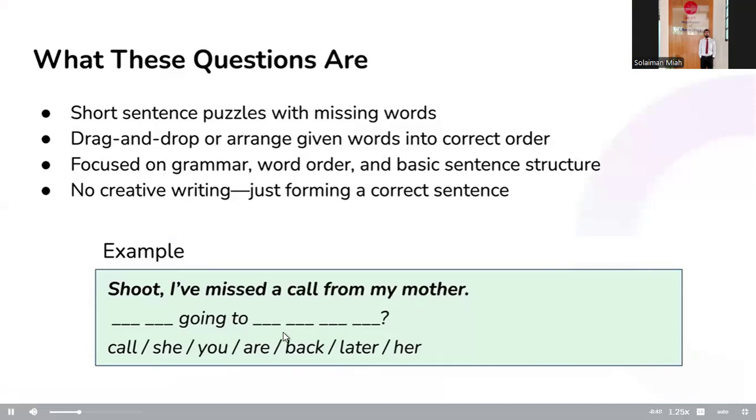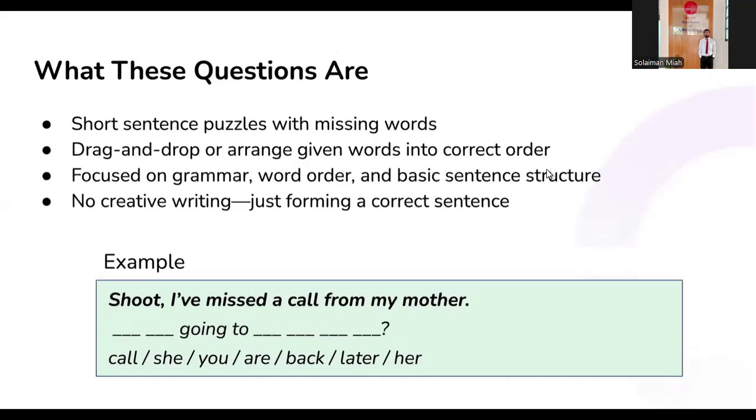In build a sentence questions, you get a sentence with several blanks and a set of 5 to 8 words that you can use to create the sentence. Your job is to drag those words into the blanks so the final sentence is grammatically correct. There is no creative writing here, only choosing the correct order. For example, you might see a short situation like the one here. The prompt is a sentence said by somebody else who says they've missed a call from their mother.